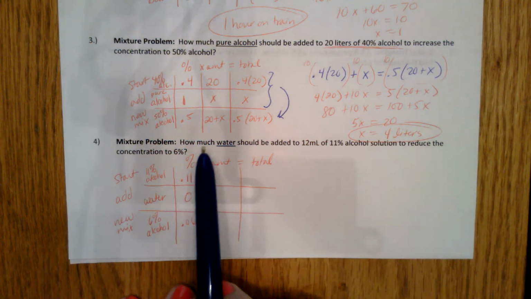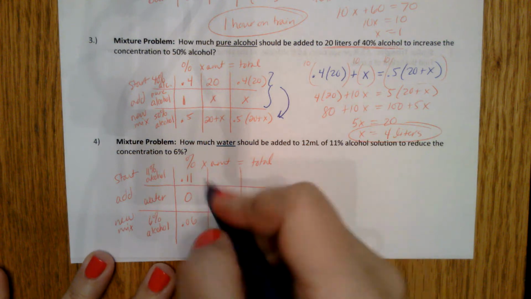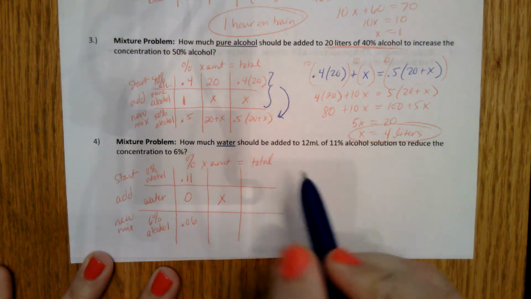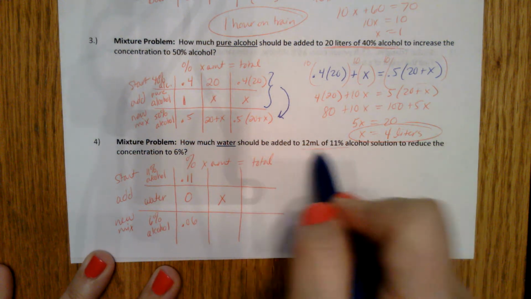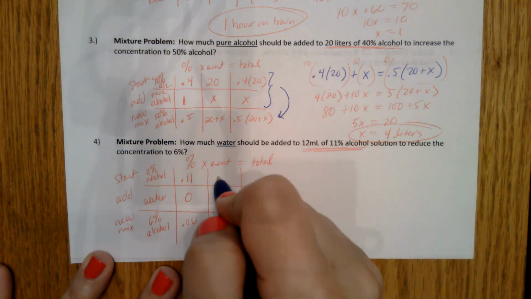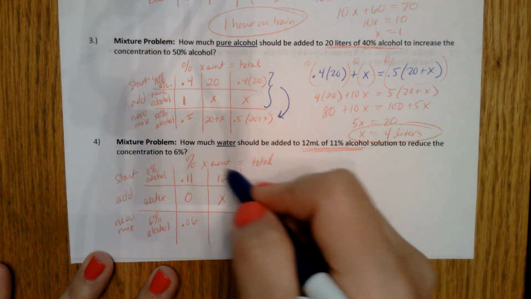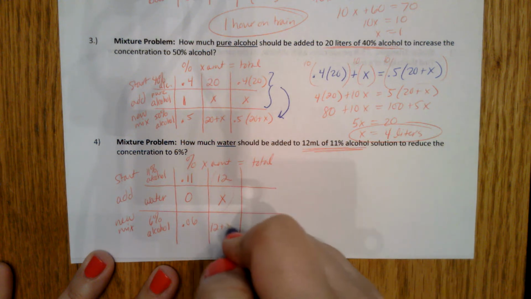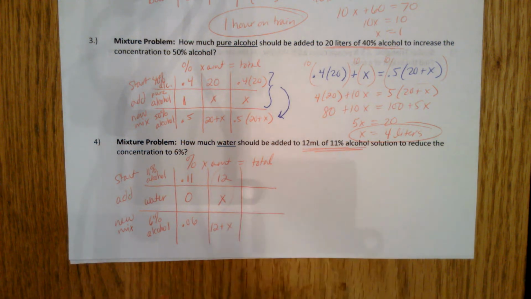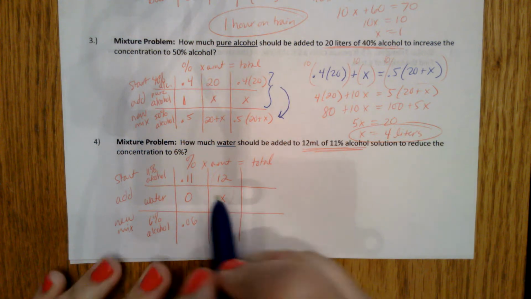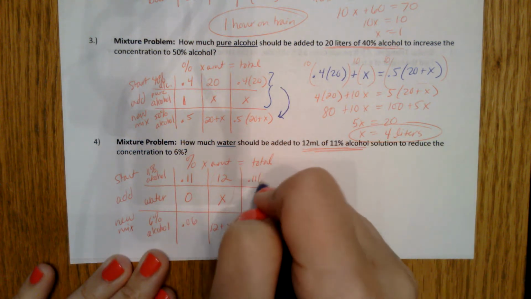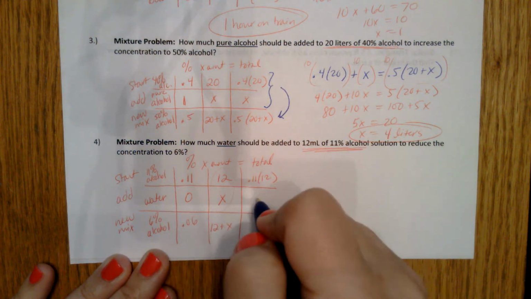All right, so again, let's go back and reread this. How much water? So call it X. Should be added to 12 milliliters of the 11%. So 12 goes here. What goes here? Yeah, you just add these two together. The new mix should contain 12 plus whatever water amount we added. Multiply across. 0 times X is 0.